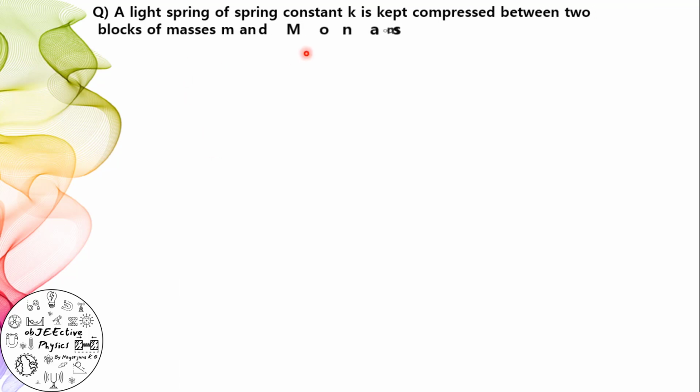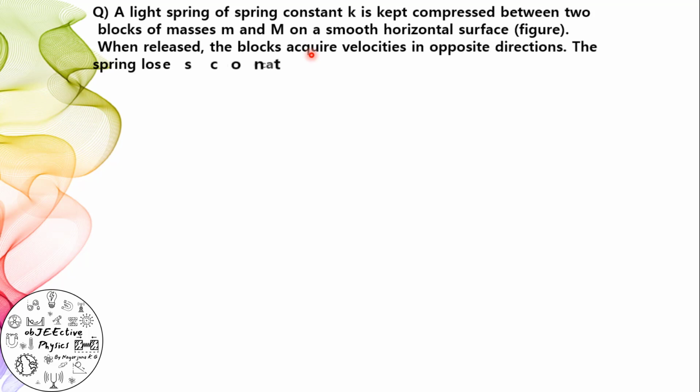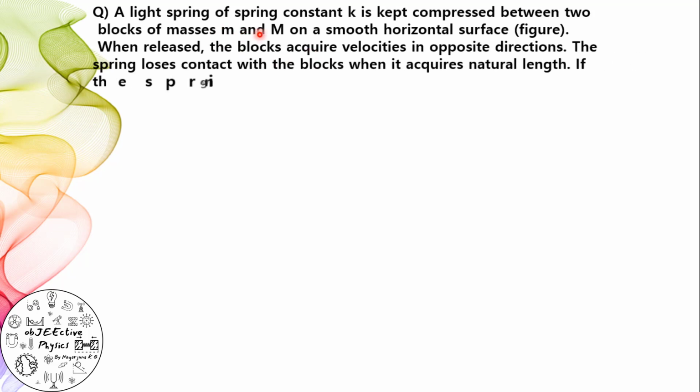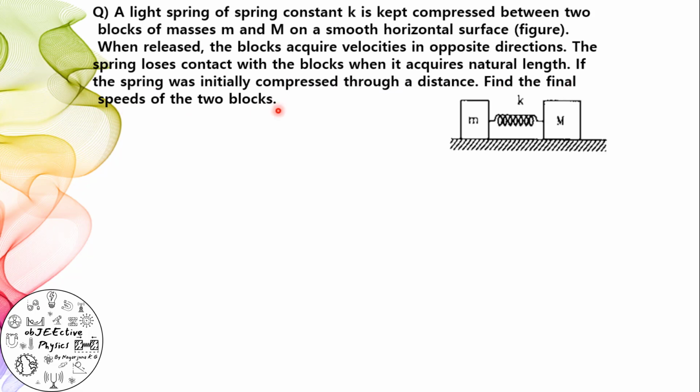A light spring of spring constant K is kept compressed between two blocks of masses small m and capital M on a smooth horizontal surface. When released, the blocks acquire velocities in opposite directions. The spring loses contact with the blocks when it acquires natural length. If the spring was initially compressed through a distance, find the final speeds of the two blocks. Observe the diagram and solution.